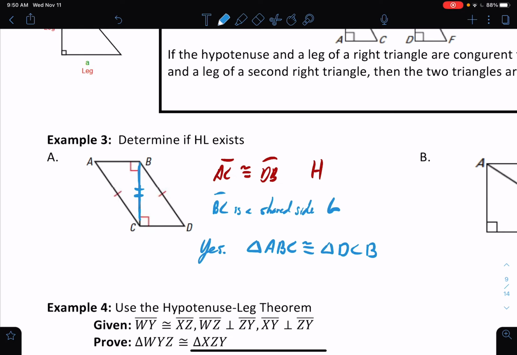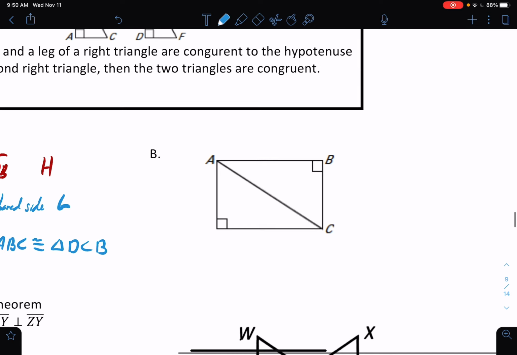All right. What about in example 3b? We've got 90-degree angles here. AC is congruent to itself because that's a shared side. All right. So I've got these. Do I have any legs? No, I don't have any legs that are congruent. All right. So no, not enough info. Not enough info there.